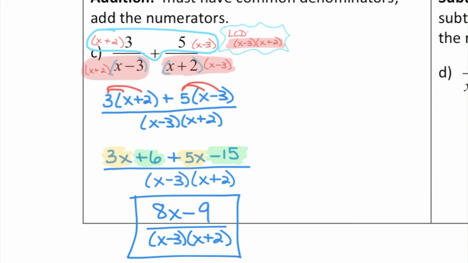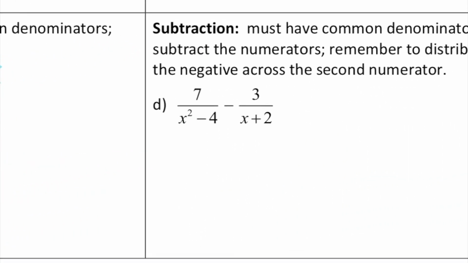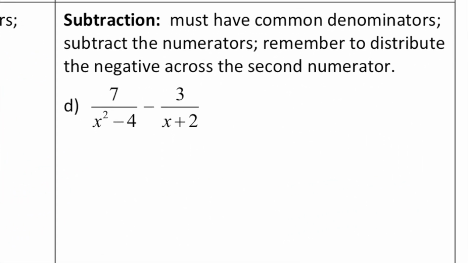Now, the only difference with subtraction, remember I said that I think that it's a little bit more complex than the other ones, is that you always have to remember to distribute whatever is in the numerator here. And you don't see parentheses now, but when you get your common denominators, you're going to have parentheses in the numerator, and you're going to need to remember that that 3 is actually a negative 3 when you distribute it.